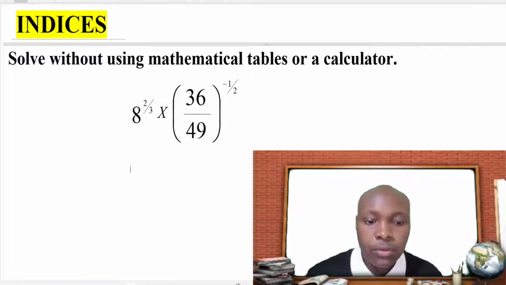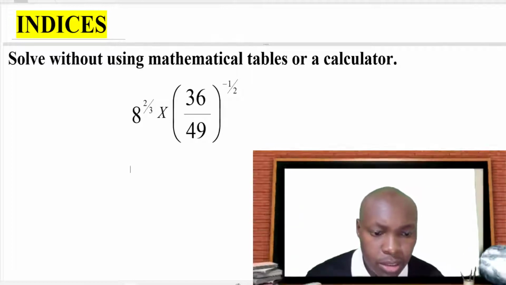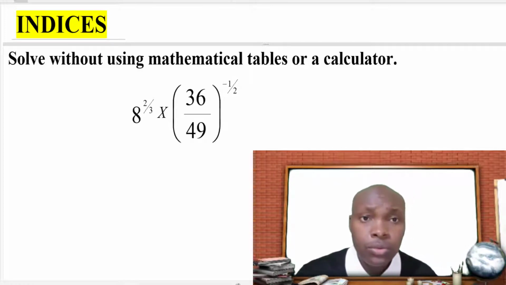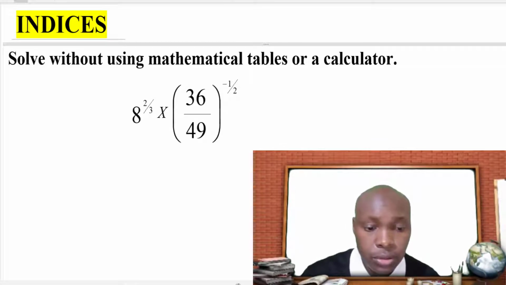Indices, solve without using mathematical tables or calculators. 8 raised to the power 2 thirds multiplied by 36 divided by 49 raised to the power negative half. So let's go to the solution and see how we're supposed to work out this question on indices.